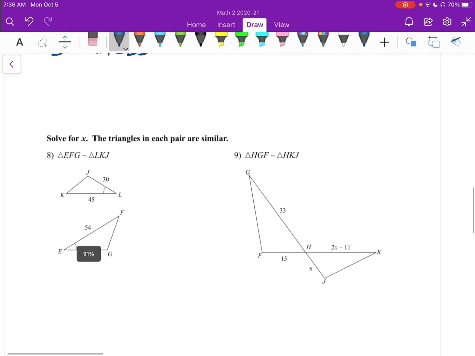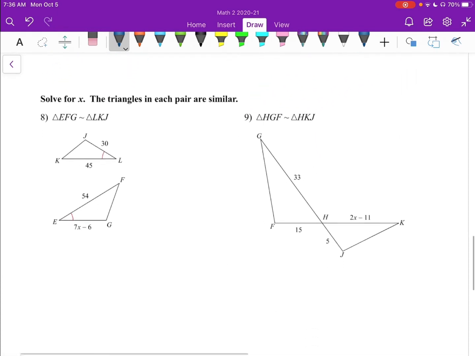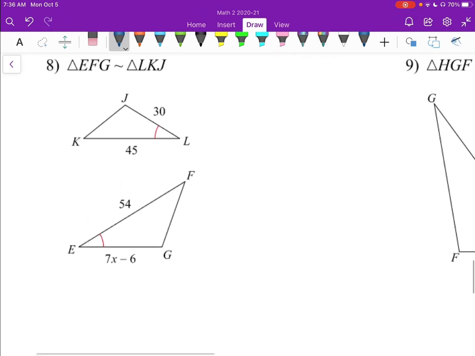All right, let's look at number 8. Solve for x. The triangles in each pair are similar. So it's not a question, are they similar? We are told they are similar. So we have some sides here, and we need to find x down here. We know the whole side is 7x minus 6. What we're going to do here is write some proportions of the sides, and then we're going to be able to solve for x.